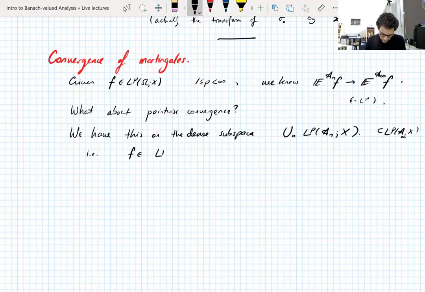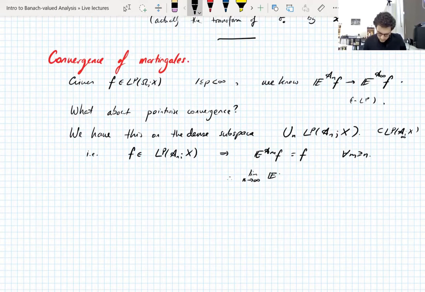So if f is in LP of A_n for some n, then the conditional expectation with respect to A_m is actually equal to f for all m greater than or equal to n. So in finitely many steps, you reach the limit, you reach f, and pointwise convergence is guaranteed. There's no convergence issues. It's a stationary limit, right? So what you have in particular is that the limit as m goes to infinity of this conditional expectation is f pointwise. In a sense, it's everywhere, but let's say almost everywhere, because all of these objects are only almost everywhere defined. And I'm just going to note this is a stationary limit.